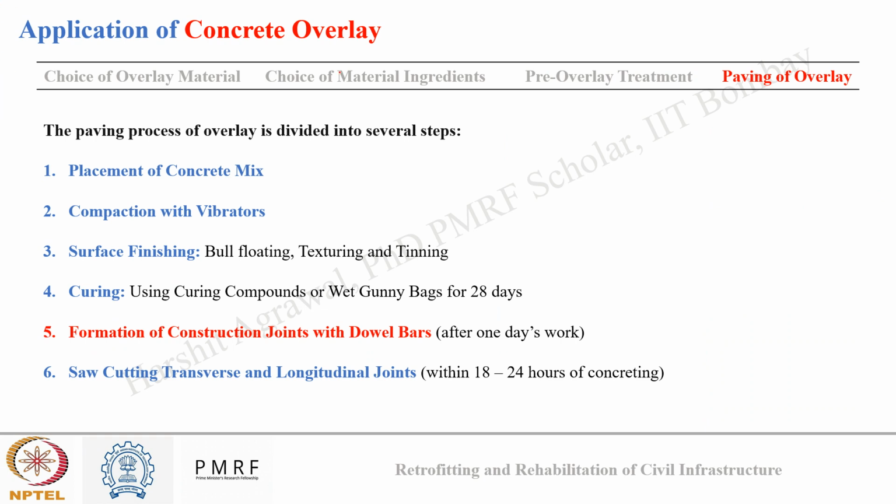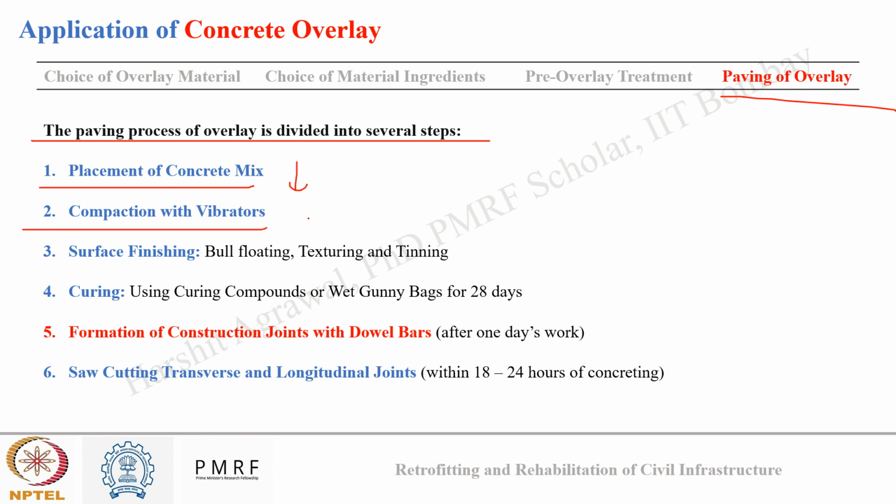So that laying process of overlay is also known as paving of overlay, and it is generally divided into different steps. So first step is the placement of concrete mixture. Second step is compaction of that mixture. Third step is finishing of that mixture. So we first pour the mixture. Okay, we compact that mixture over the surface. Then we'll finish that mixture from the top.